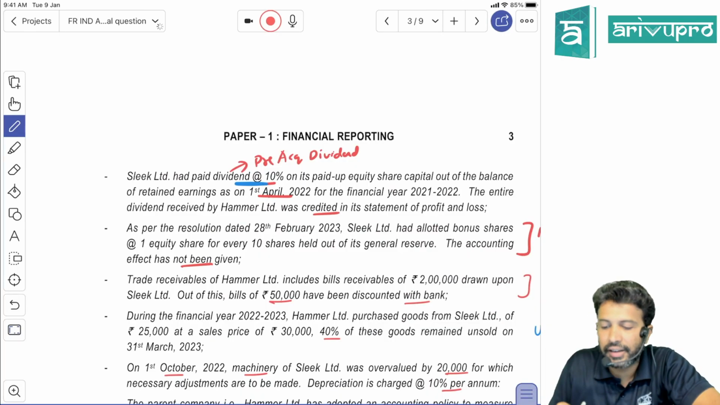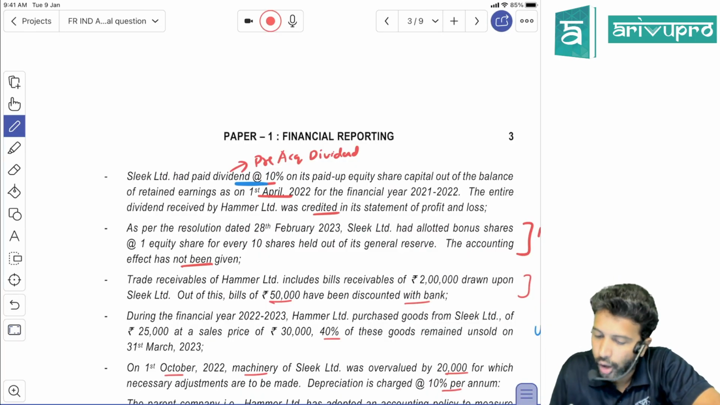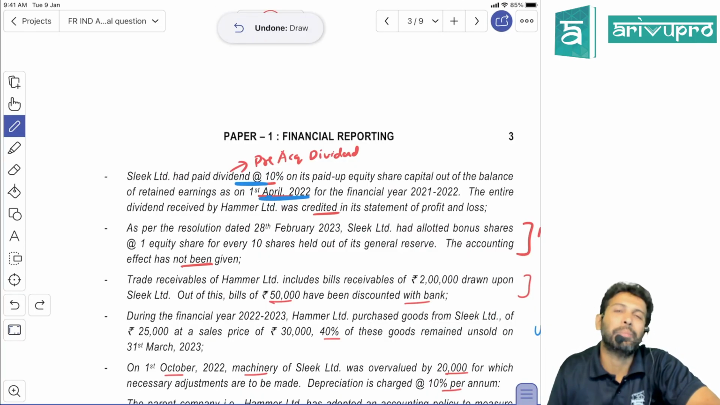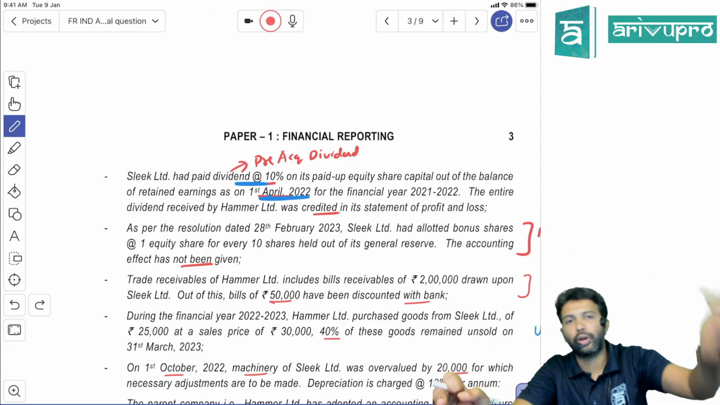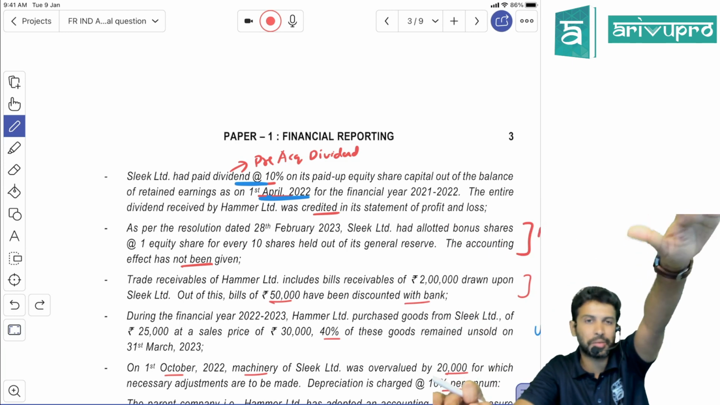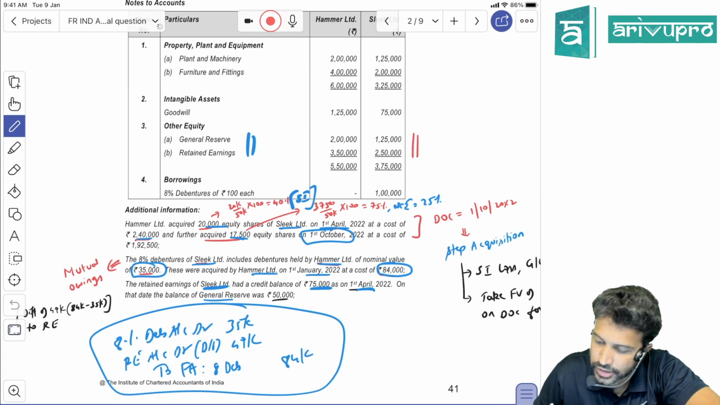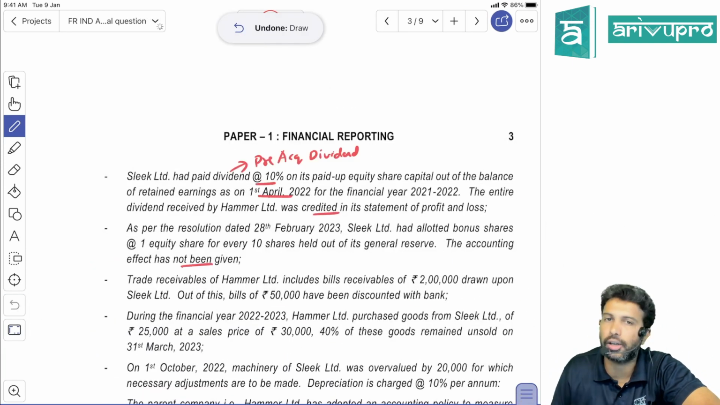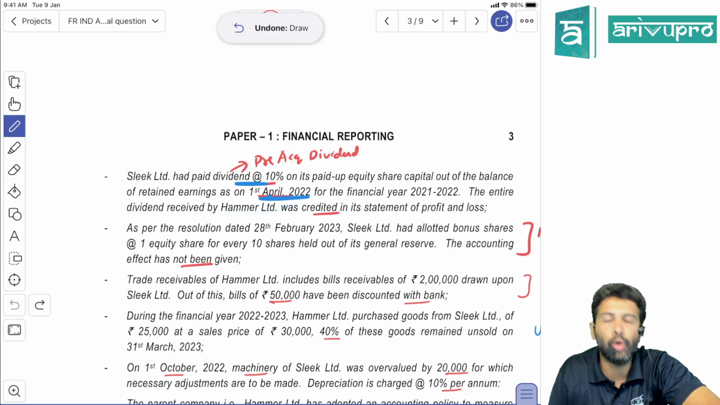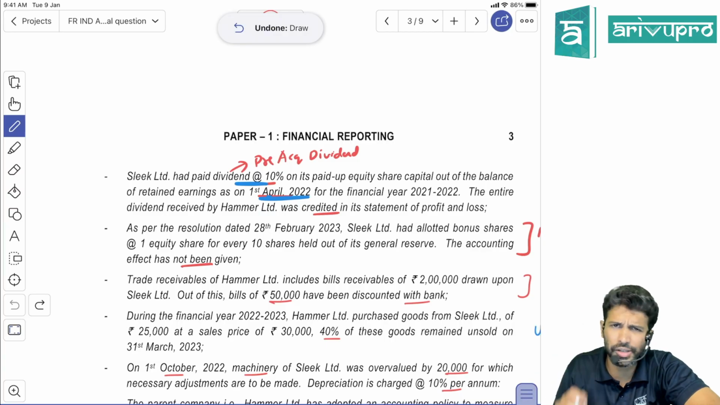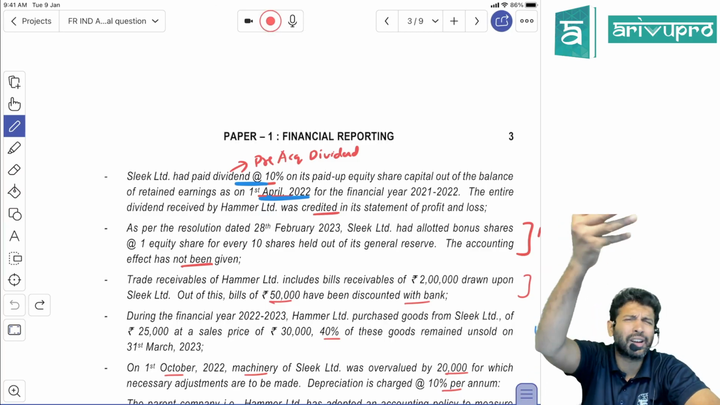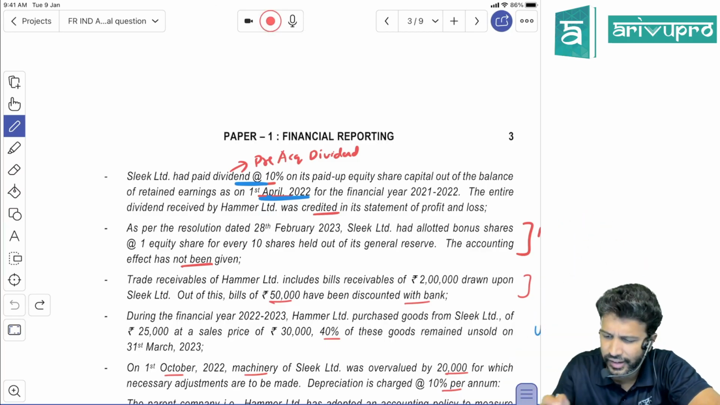Sleek Limited had paid a dividend at 10% on its paid up capital out of the balance of retained earnings on 1st April. So they utilized the opening balance of retained earnings and paid the dividend. We got control 6 or 7 months later, that is on 1st October. But they used the opening retained earnings balance and paid the dividend. So this is a pre-acquisition dividend. We have done such questions in our regular questions, the Rama, Krishna ones, 2 questions were there. We have done that.